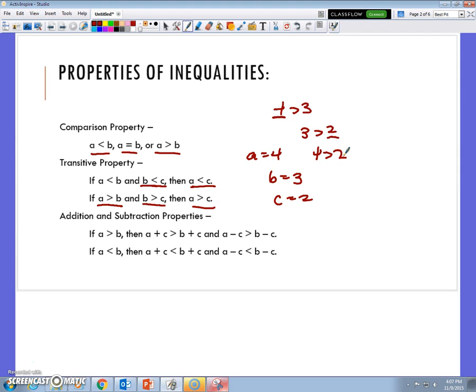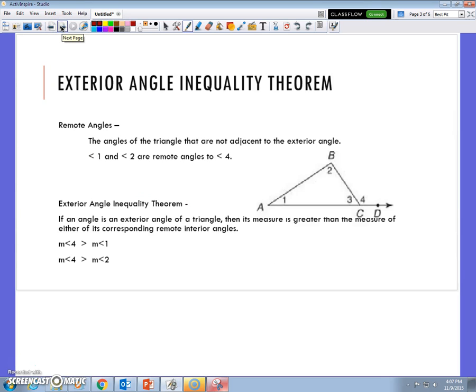And then the addition and subtraction properties. I know you've used these before in algebra, but if we have an inequality, much like an equal sign, if I add to both sides, it will remain a true statement. Or if I subtract from both sides, same way with the less than sign. So it's just a reminder of your properties of inequalities. They work basically the same way as the properties of equalities, except we have a less than or a greater than sign. That is going to be important for what we're about to learn.